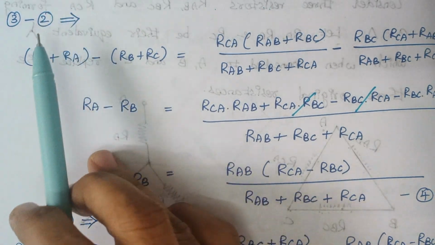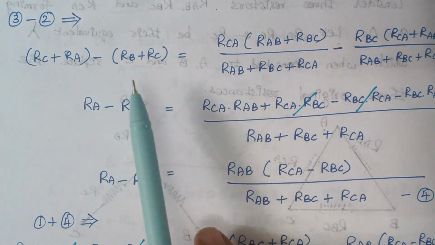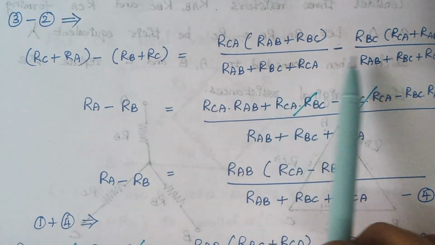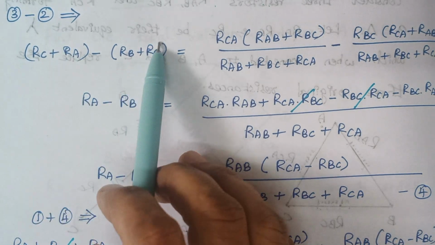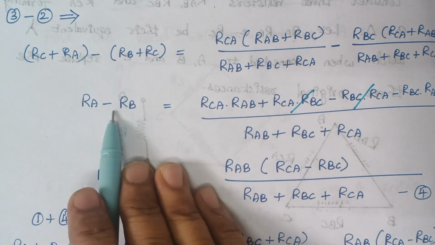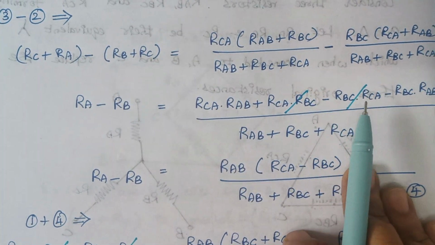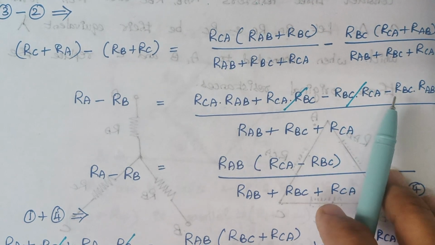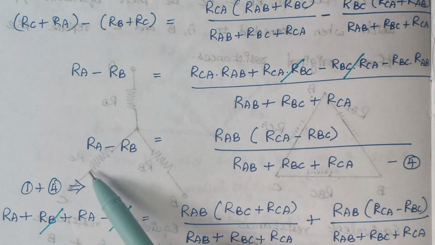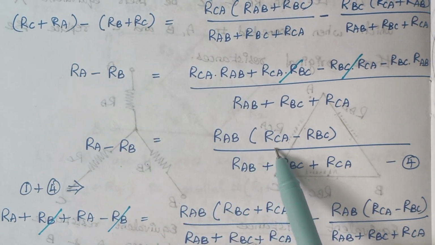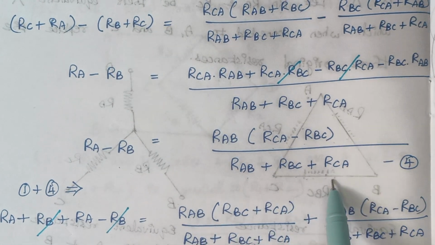So here we are subtracting expression 3 minus expression 2. When you subtract, just substitute the values on the left hand side as well as on the right hand side. Here you see RC and RC cancel each other and the remaining terms are RA minus RB. Similarly here we are doing a multiplication and the common terms are getting cancelled. Finally I am ending up with the expression like this: RA minus RB is RAB into RCA minus RBC divided by RAB, BC or CA.